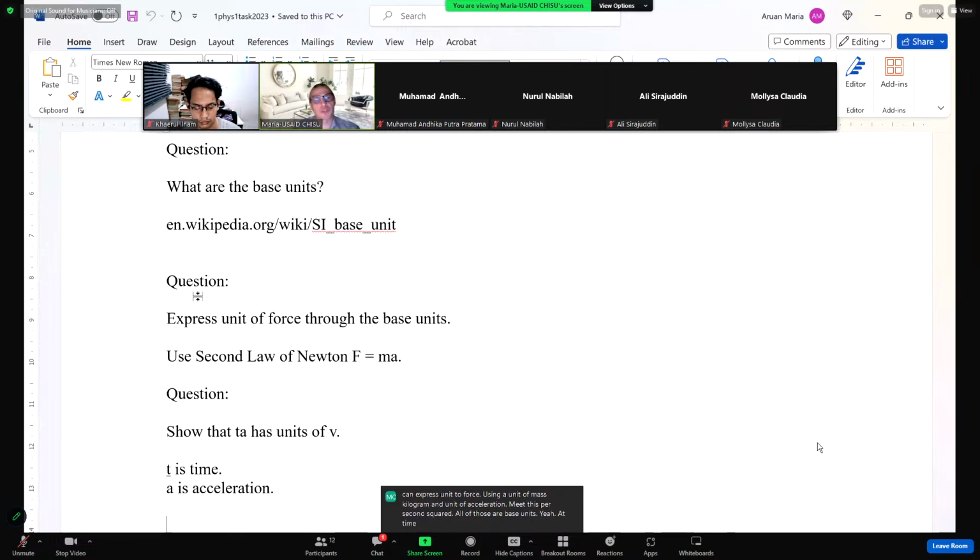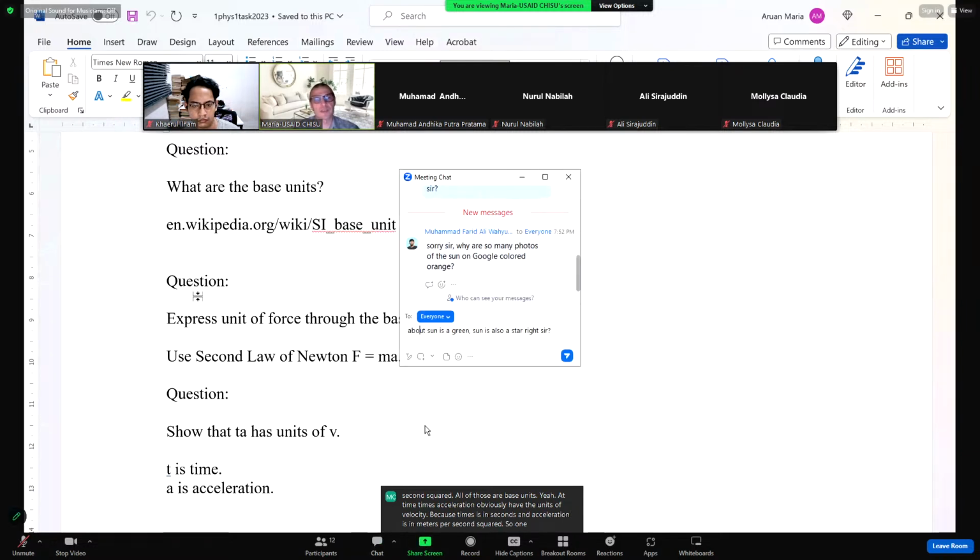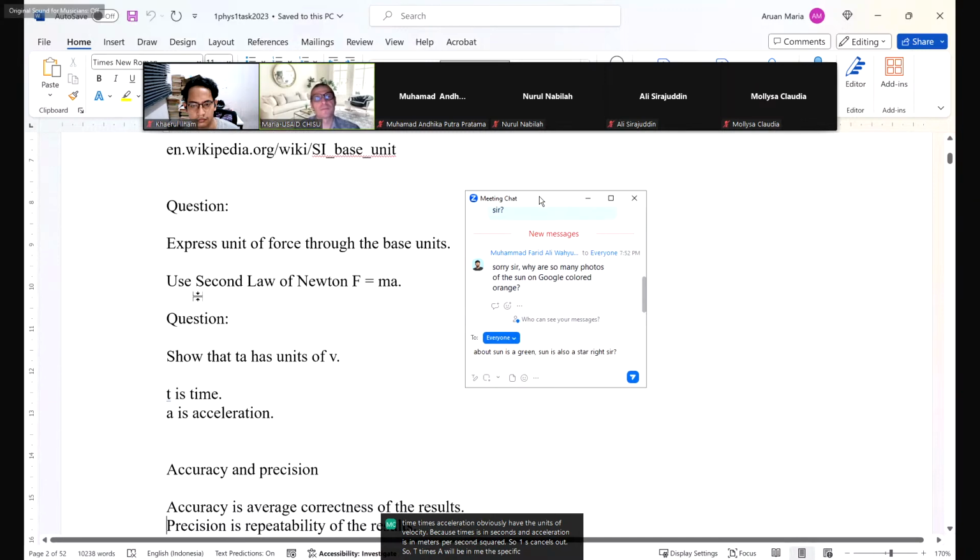Time times acceleration obviously has the units of velocity, v, because time is in seconds and acceleration is in meters per second squared. So one second cancels out. So t times a will be in meters per second, yeah?